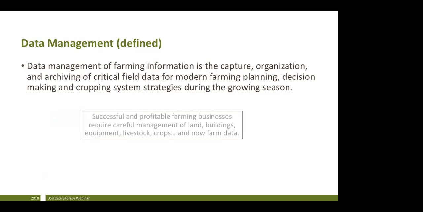And also, when it comes to data, the successful and profitable farming businesses not only consider land, buildings, equipment, and livestock, as well as crops, as assets, but also farm data.